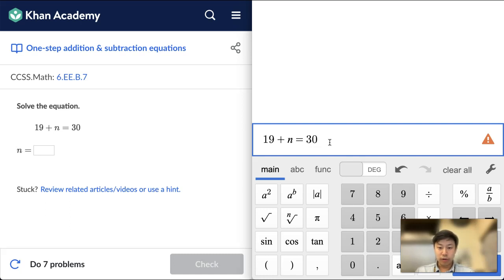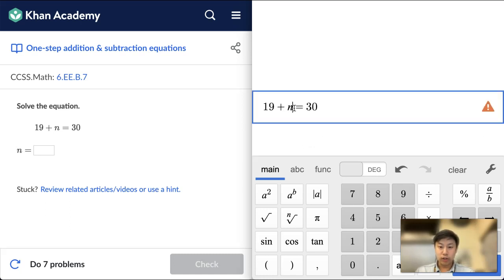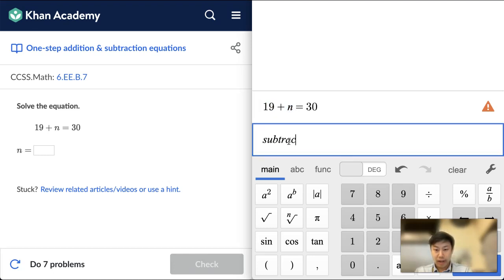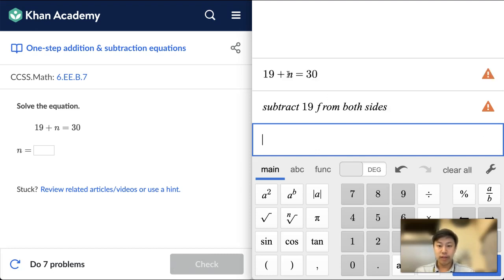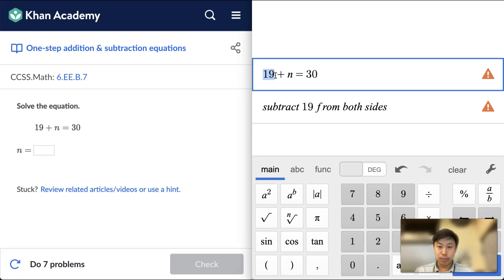If I want to do an inverse operation, right now your n value is being added to 19. 19 plus n is the same thing as n plus 19, right? So I can subtract 19 from both sides. Both sides of the equation. So if I do that, look what happens. The 19 goes away, right? 19 subtract 19 is just 0. So what's left over? The only thing that's left over is your n value, right?